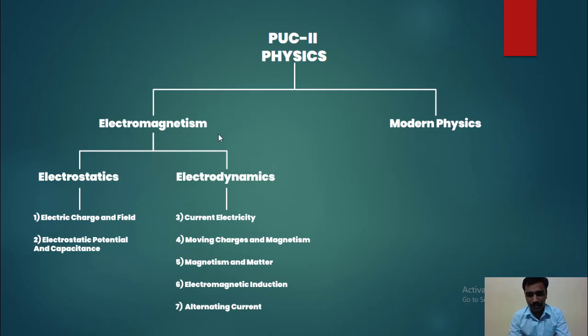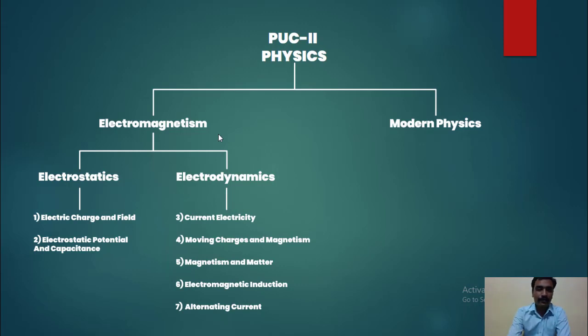Now come to the second section, electrodynamics. The third topic itself says current electricity. The meaning of current is a flow of something. Here the flow of electrons is electric current. Now the fourth topic tells directly about the motion of a charged particle, and because of that a magnetism phenomenon is seen. The fifth topic tells about the magnetism naturally produced by matter, substance or material. The sixth topic tells how electromagnetism can be induced. And the seventh topic tells about alternating current.